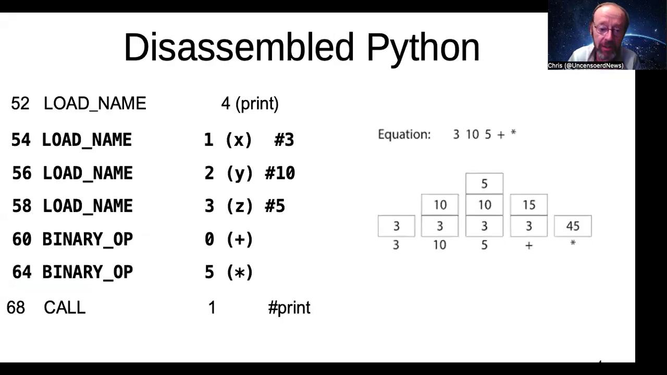But if you actually look at the disassembly, first it pushes a 3 on the stack, then it pushes a 10 on the stack, then it pushes a 5 on the stack. It does a plus operation on the top two items, giving you a 15. Then it does a multiply operation on the top two items, giving you a 45. And finally, it prints it.